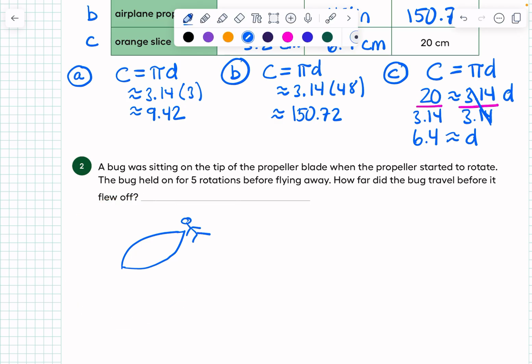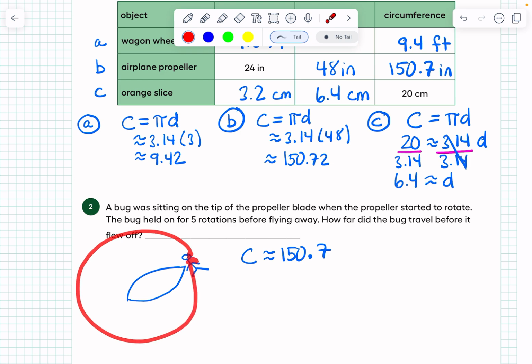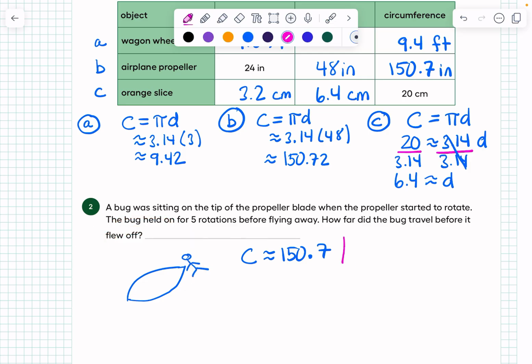So what we need to do is we know that the circumference, because we filled out the chart, the circumference was right here, it was 150.7. So if the circumference of that is 150.7 and it made a circle, it rotated 5 times, then what we have to do is take the circumference and multiply it by 5 because of the 5 rotations that it held on.